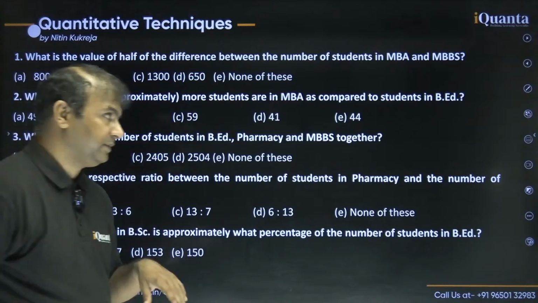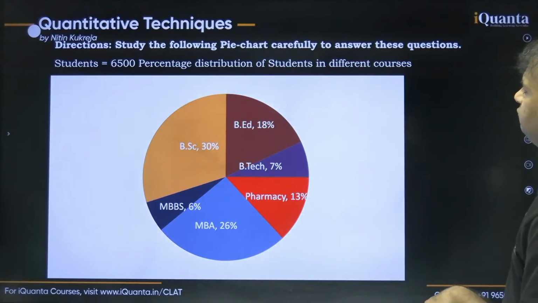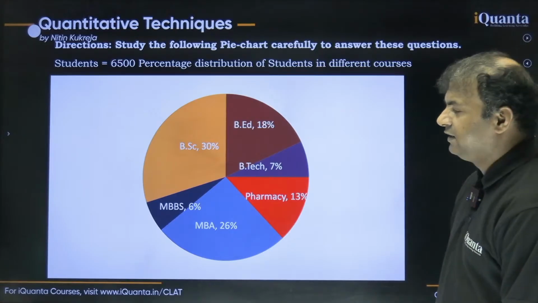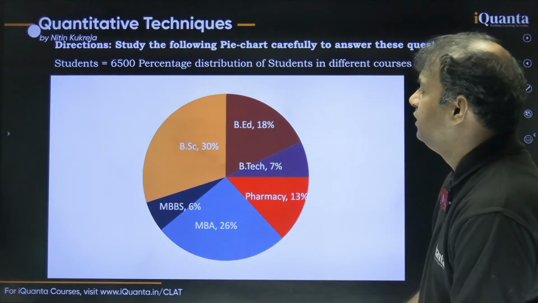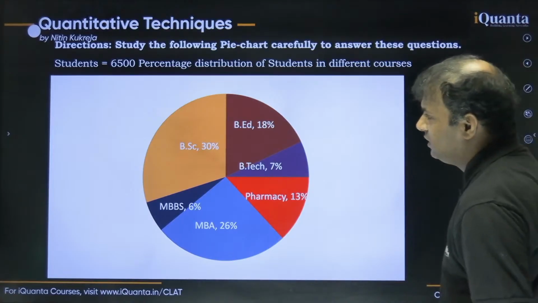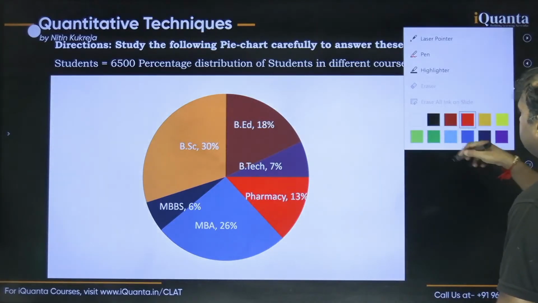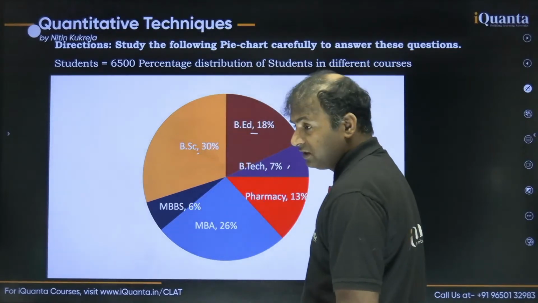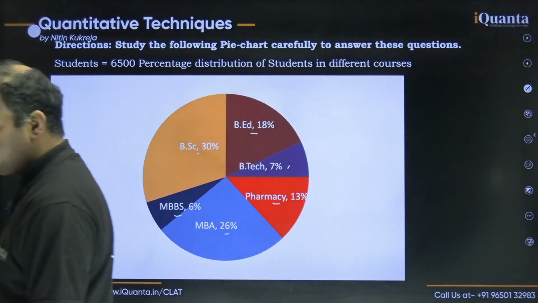All right, don't worry. So guys, the set is about the pie chart, right? It says there are 6,500 students, and the percentage distribution of the students in different courses is given. I've taken an easy set so that you can understand how this pie chart is treated. In BSc there are 30% students out of 6,500. In B.Ed, 18% students. In B.Tech, 7%. In pharmacy, 13%. MBA is 26%, and MBBS is 6% students, right?